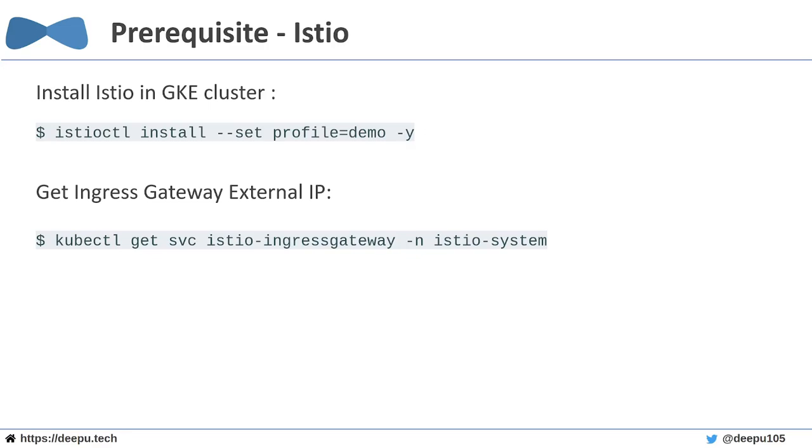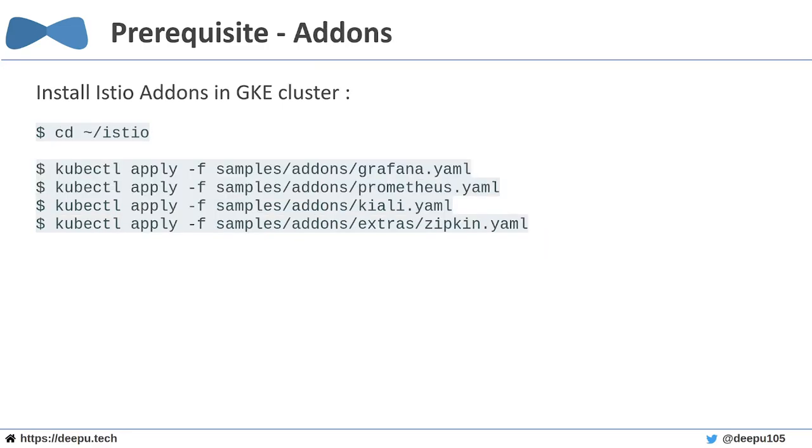Once installation is complete, we would need to get the ingress gateway's external IP, as we would need this later in the demo. Let's also install the Grafana, Prometheus, Kiali and Zipkin add-ons provided by Istio so that we have monitoring and observability. Again, I have done these as well to save some time.